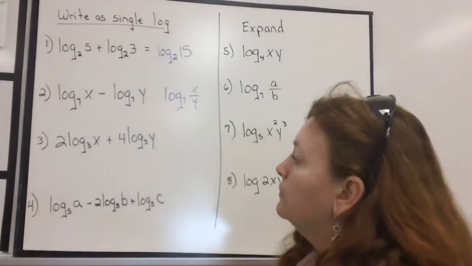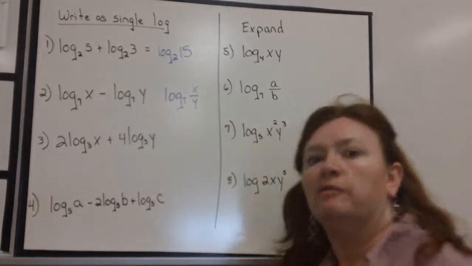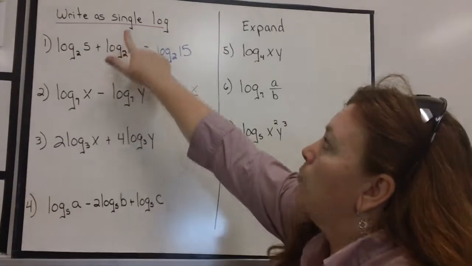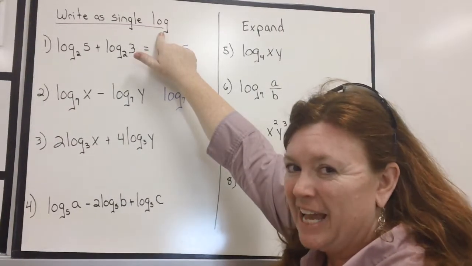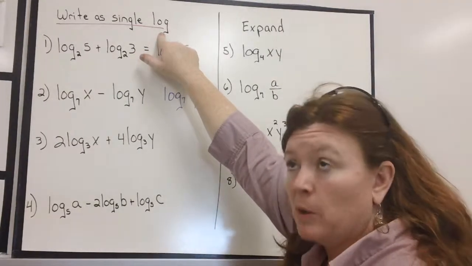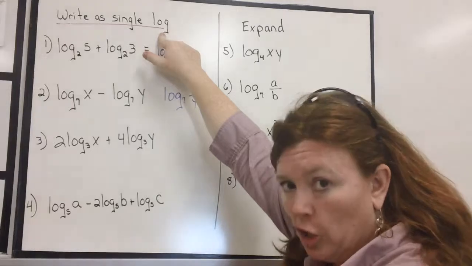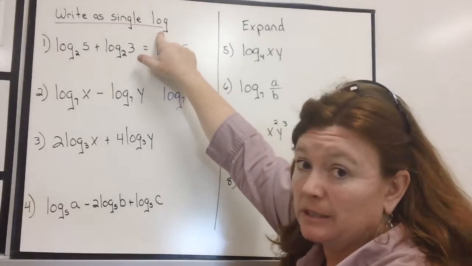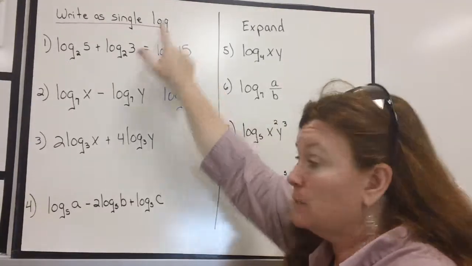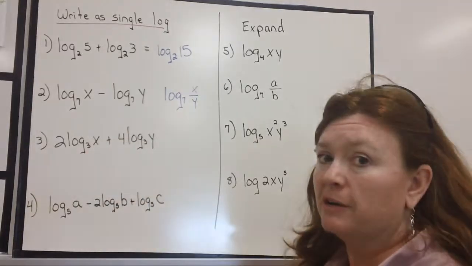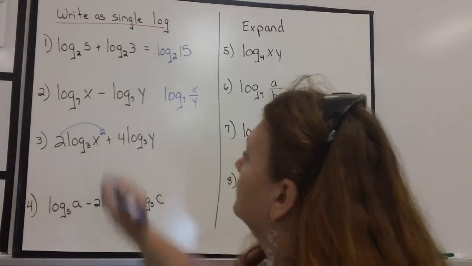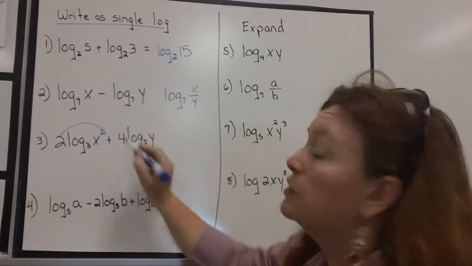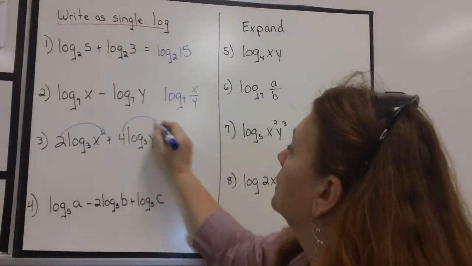All right, try another one. Uh-oh, number 3 has a 2 in front of it. I'm writing as a single log. I'm not expanding, okay? So I want exponents. Expanding, no exponents, but I'm not expanding, so I want exponents. I want that 2 up there as a power. I'm going to put the 2 right there. Oh, there's a 4. I want that 4 as a power.